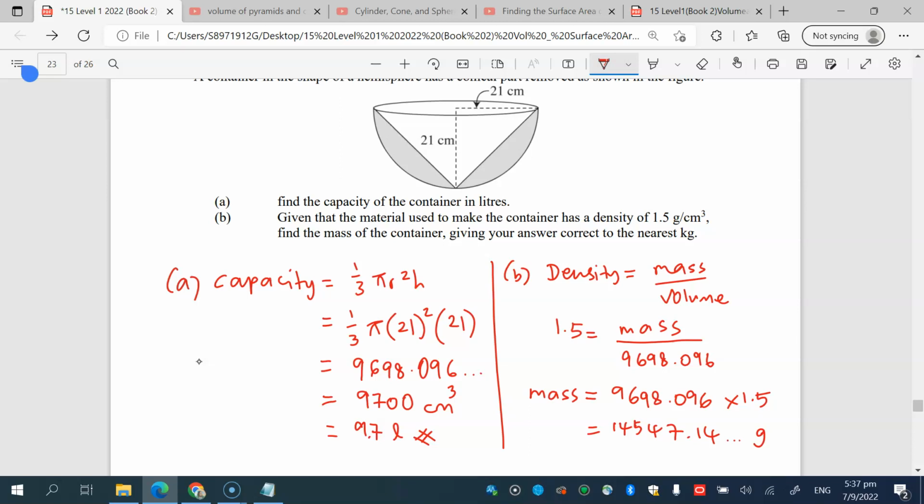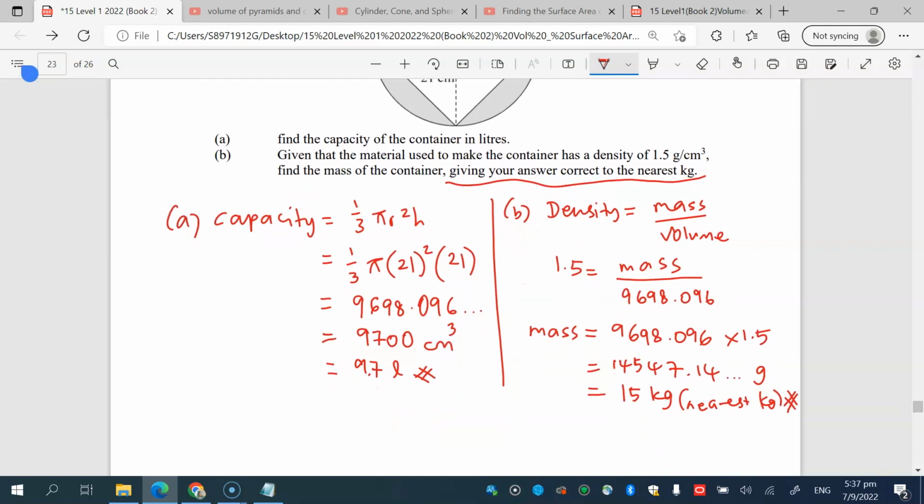Okay, this is in terms of grams. But the question says giving your answer correct to the nearest kg. So when I divide by 1000, I will get 14.5 kg, right? But they want the nearest kg, so it's 15 kg. Okay, then you write bracket nearest kg. All right, very good.